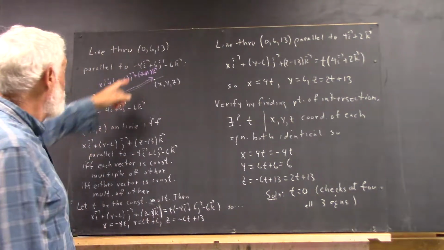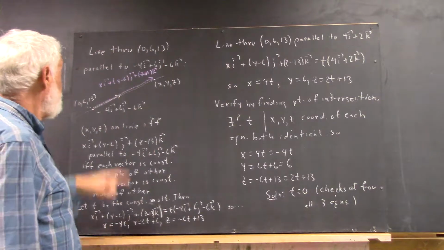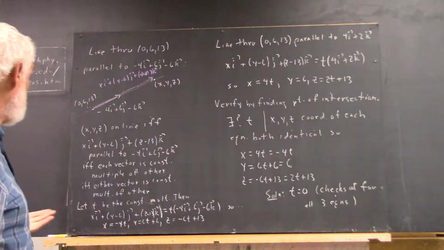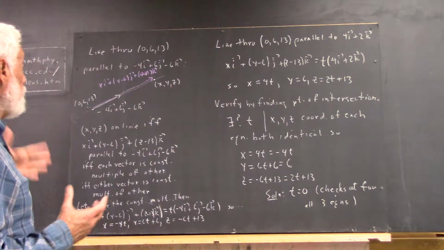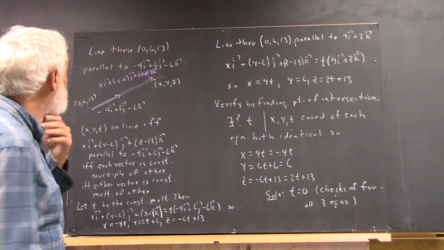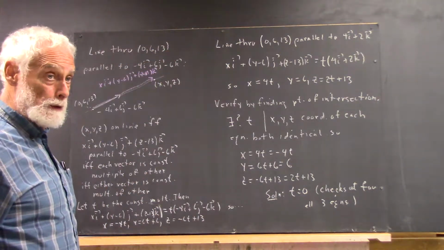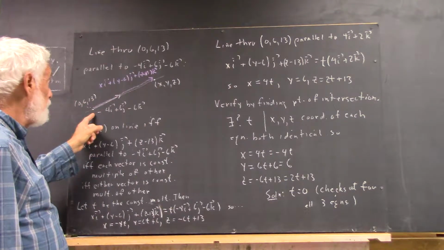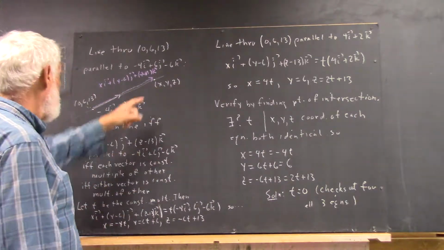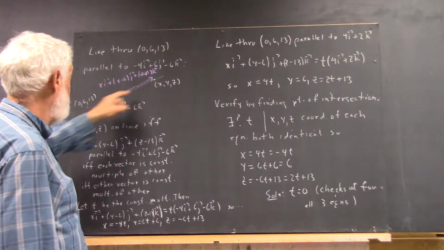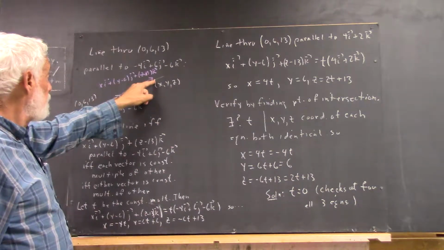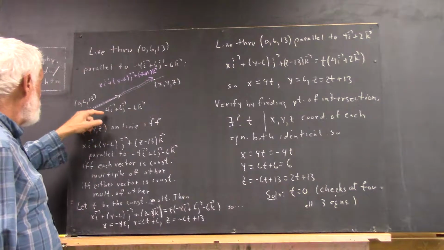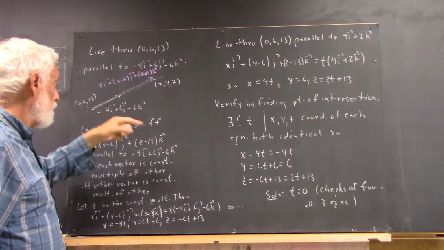Okay, we find a line through the point (0, 6, 13) parallel to the vector -4i + 6j - 6k. Well, what does it mean for a line through a given point to be parallel to a given vector? It simply means that if you take the point (0, 6, 13) and a point (x, y, z), that point (x, y, z) will be on the line provided that the vector from here to here is parallel to the given vector, the white vector here, -4i + 6j - 6k.